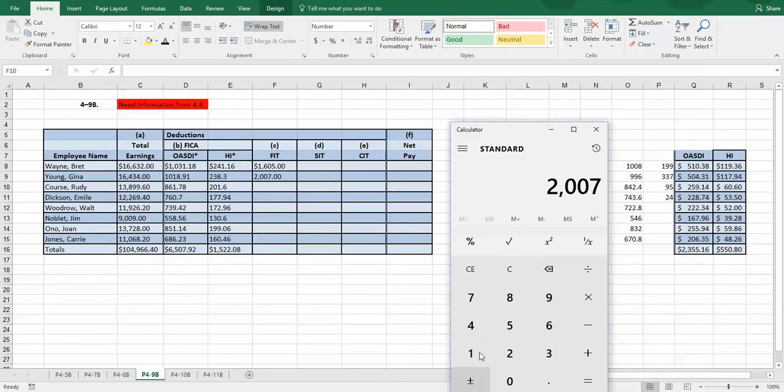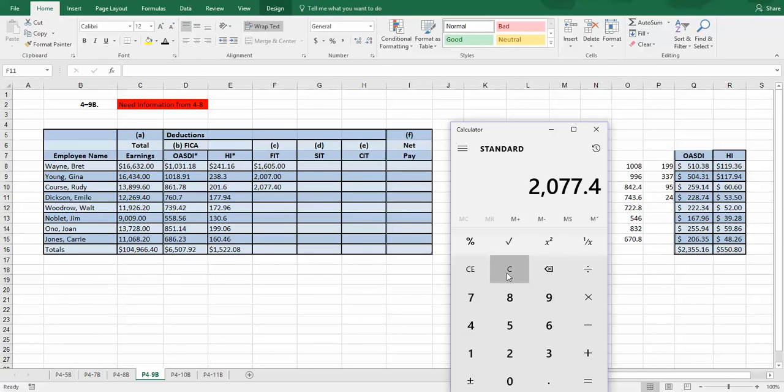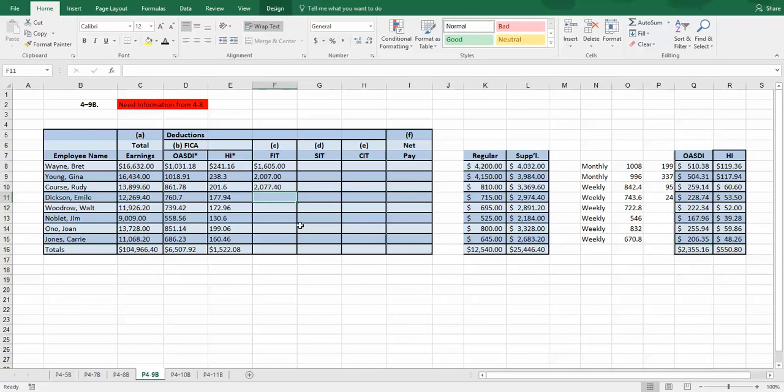Okay, now we're going to do for the weekly employees. So it's $95 times 13 paychecks. And then we're going to add the $842.40. Gives us $2,077.40. Again, let's do the next one. $24 times 13 paychecks plus $743.60. So that's $1,055.60. And I'm going to pause and go ahead and finish out the federal income taxes.